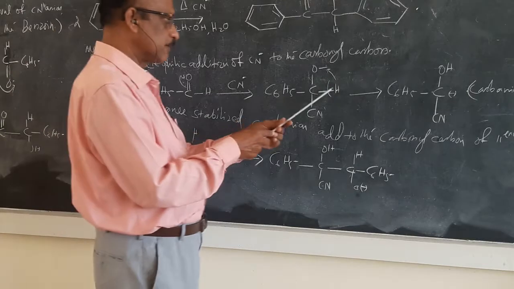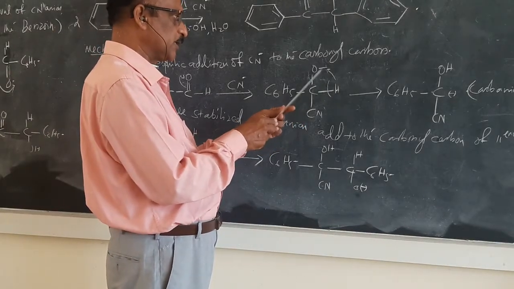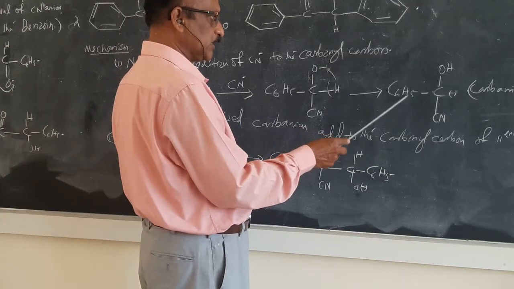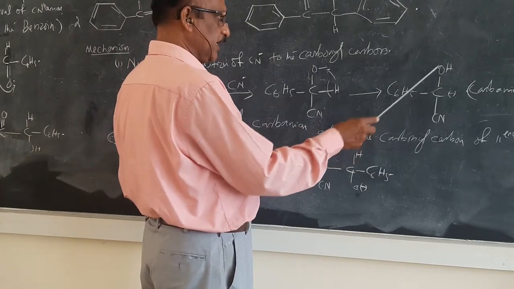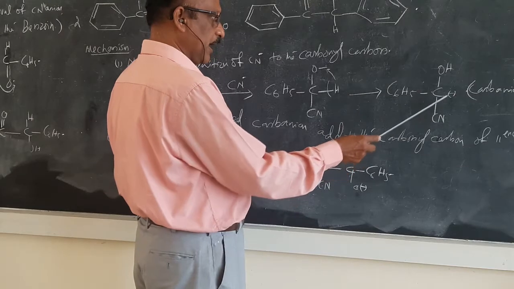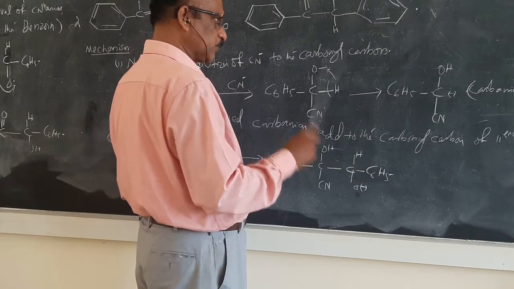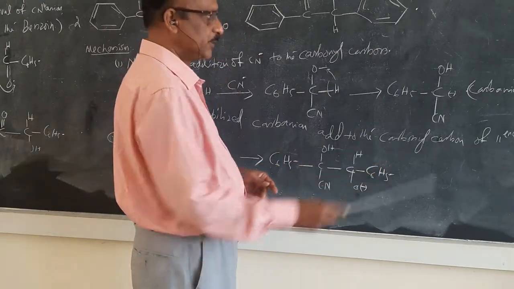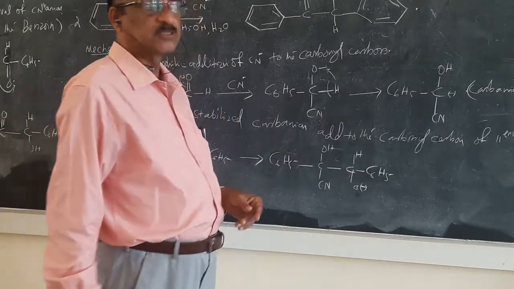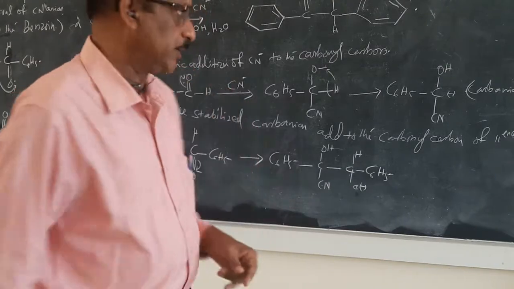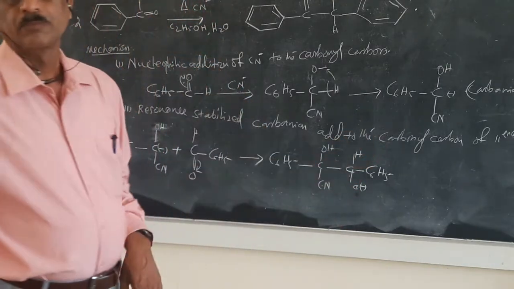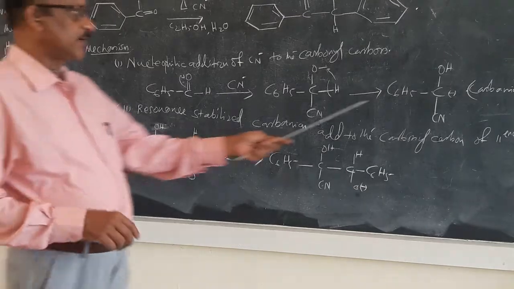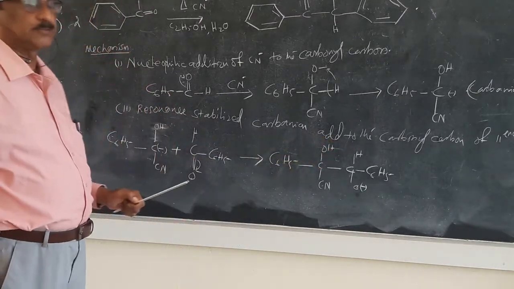And again this proton is moving to this oxygen. H plus is moving to this O minus. So that is C6H5, C(OH), CN, and this H plus is going out. So this minus charge is written here. This is a carbanion, a resonance stabilized carbanion. Understand? So that is the first step, the formation of a carbanion. You have to write that in the first step.